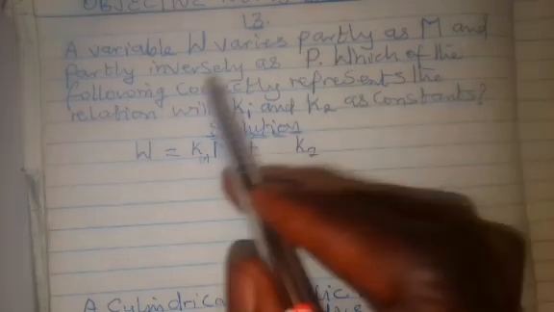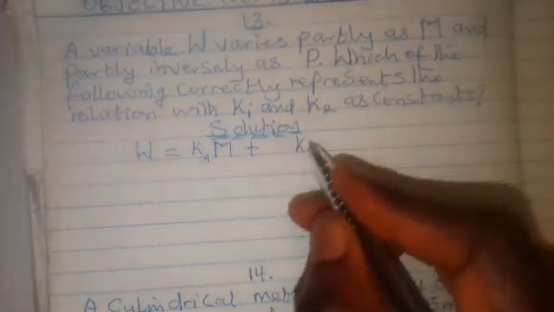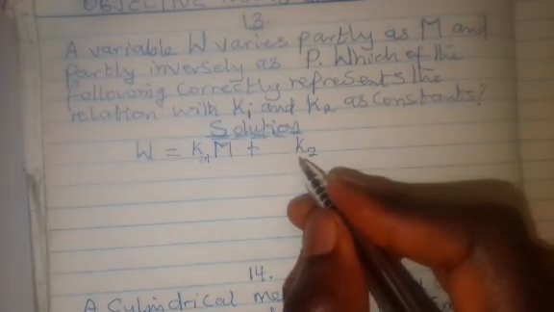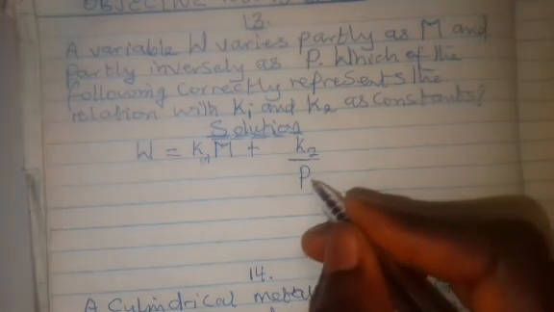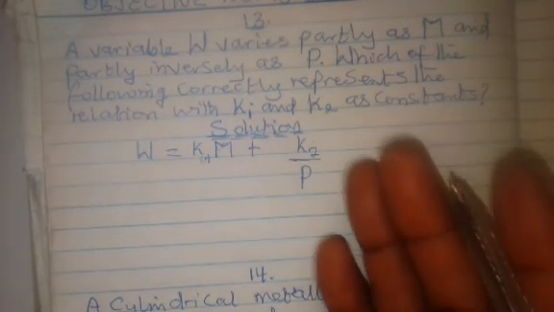Then the second part, it goes on from the question. It says, and inversely as P. So the second constant is going to carry the inverse of P. Inverse of P means that P is coming under this constant. So if we do this, we're going to write our P underneath here. And this is how we go about solving this question.